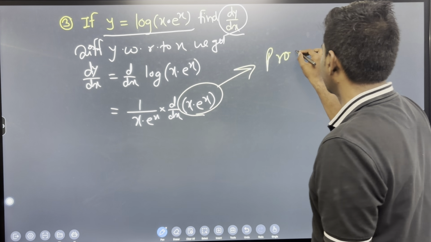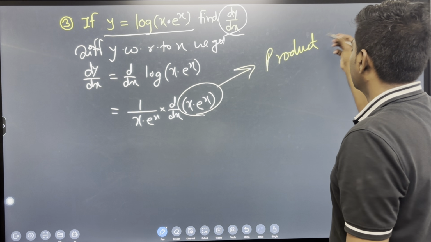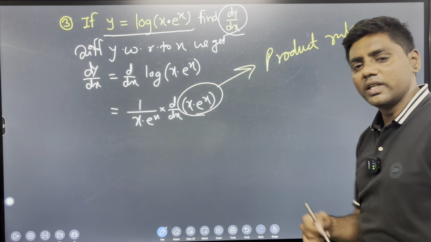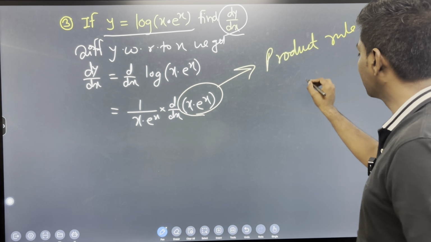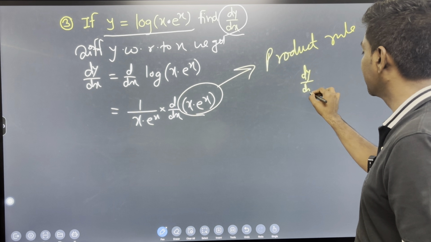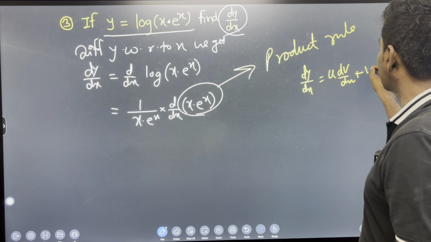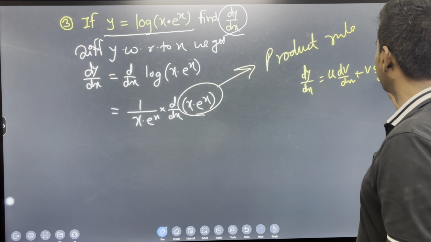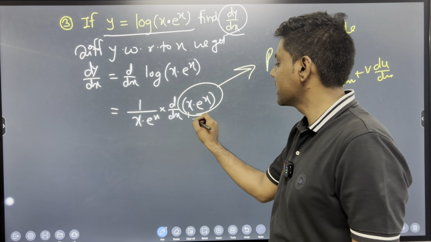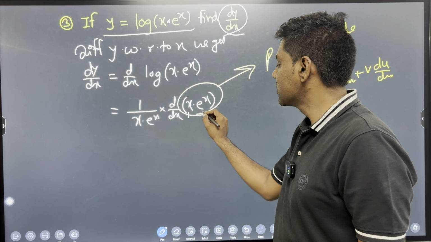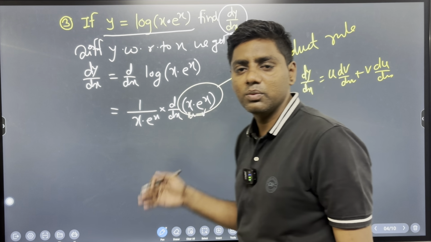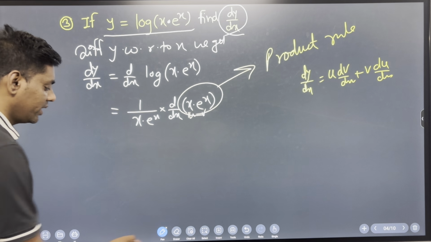So now we solve x into e raised to x by using the product rule. So what is the product rule? That is the derivative of a product of functions. How to calculate? Very simple formula, dy by dx equal to u into dv by dx plus v into du by dx. Here, consider x as u and e raised to x as v. So then solving by using the formula.